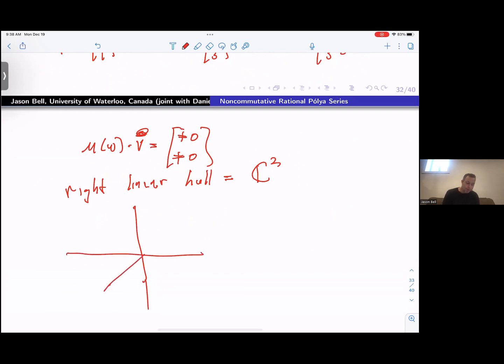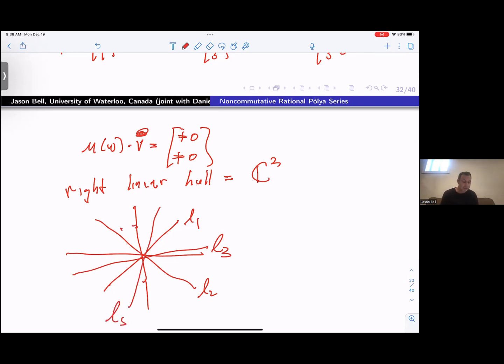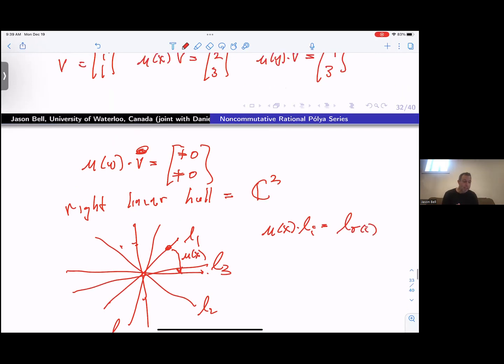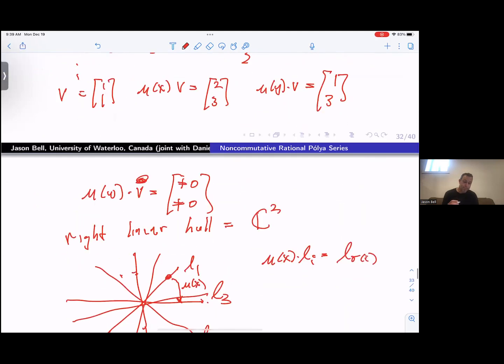Well, if it weren't, it would have to be a finite union of lines, right? We're working in a two-dimensional space, so it would be some finite union of lines, L1 through LS. And because of the nature of the linear hull, if we're in one of these points and we multiply on the left by mu of x, we have to remain in one of these. So mu of x, Li, is some L sigma i. In fact, it's a permutation because our mu x is invertible.